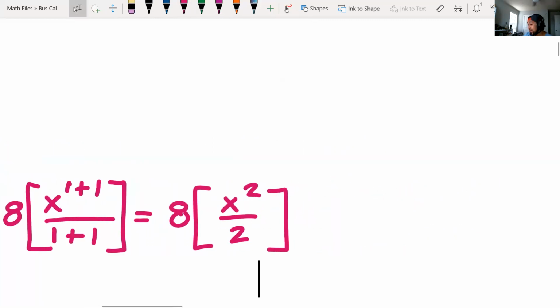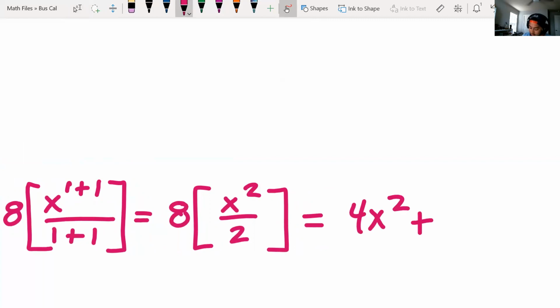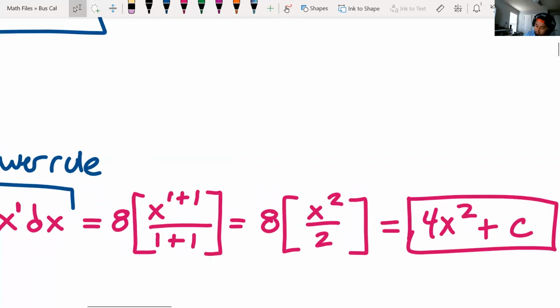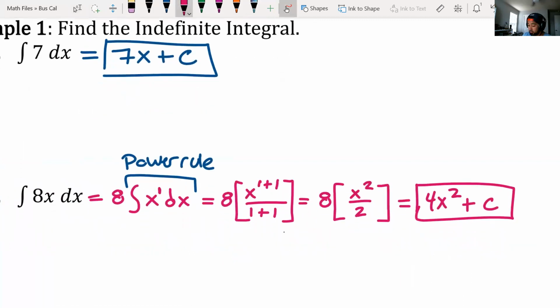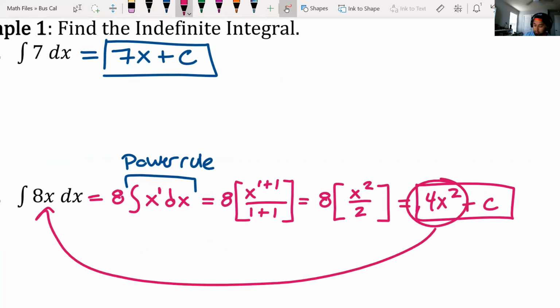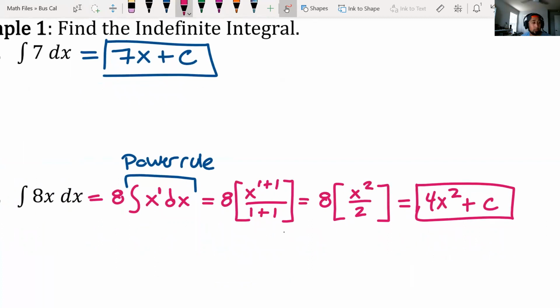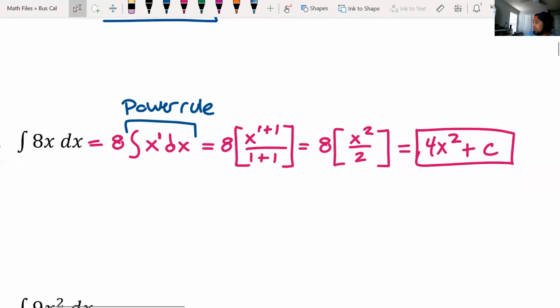Now multiply the 8 in there. 8 divided by 2 gives me 4x squared. And don't forget to tack on the c. There you go. And again, check your work. What is the derivative of 4x squared? 8x. Boom. We did it right. Any questions so far? All right. Let's keep moving. We got a lot of these to cover.